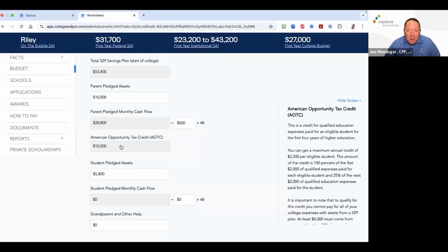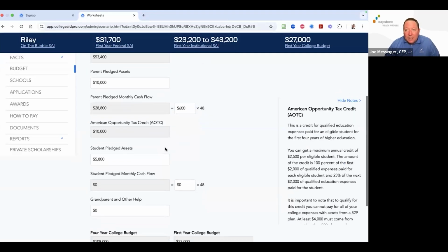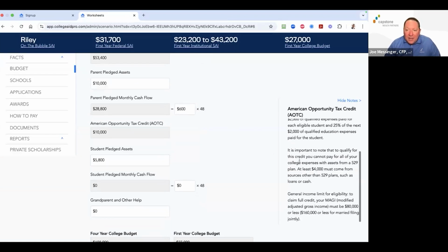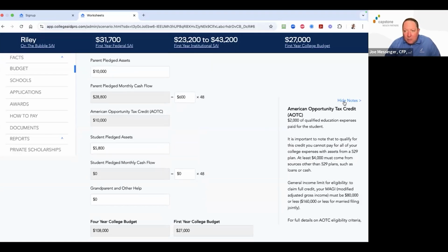So this next one is the American Opportunity Tax Credit. It's something that's a pay it forward, but essentially you haven't gotten it before. The qualifications are over here on the right. We always have notes for everything that you put into our system. But basically, if you make below 160,000 as a family, you could get the full credit, which is if you spend $4,000 on college, you can get back $2,500.